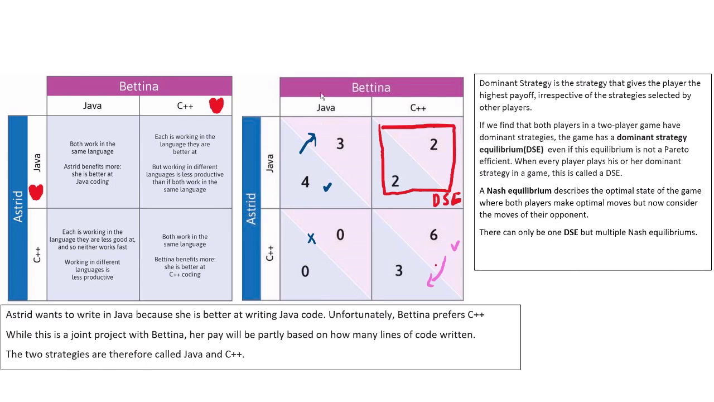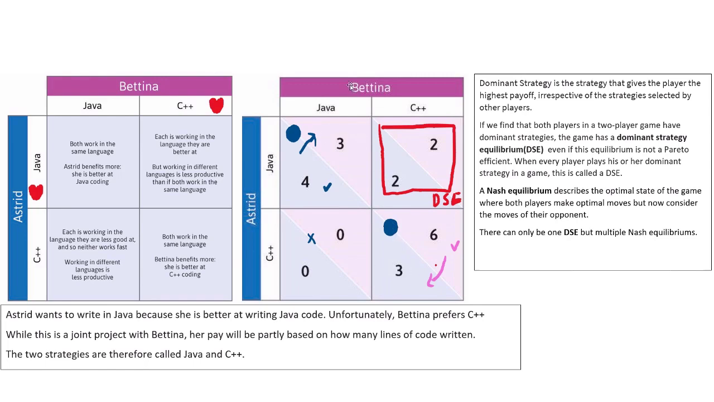If Bettina chooses Java, and Astrid knows this, then for the pair of 4 versus 0, of course Astrid is going to choose Java, because she gets a higher payoff. If Astrid knows Bettina chooses C++, what happens? The payoff is 2 versus 3, and Astrid is going to choose this one.